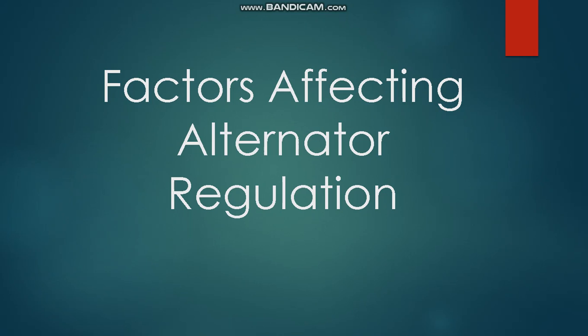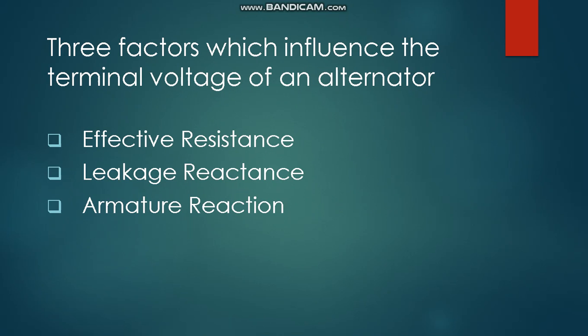Factors affecting alternator regulation. Three factors which influence the terminal voltage of an alternator: the effective resistance, the leakage reactance, and the armature reaction. The focus of my report will be on the effective resistance, because the leakage reactance and armature reaction will be reported by another reporter.